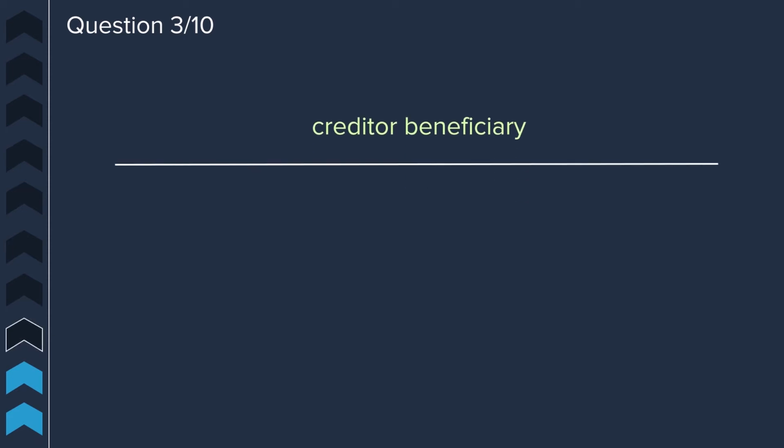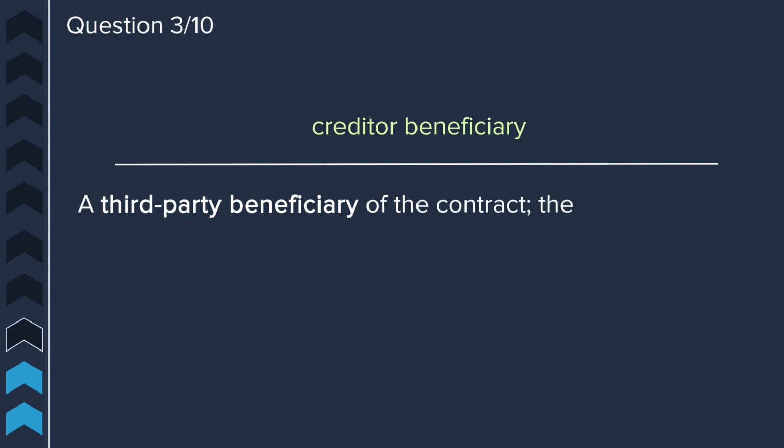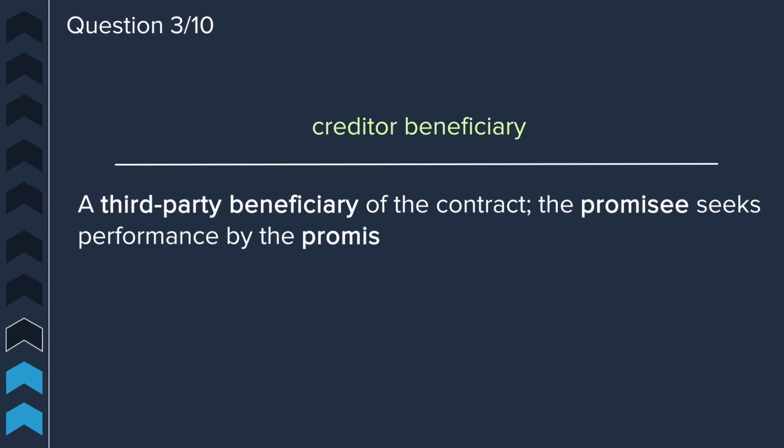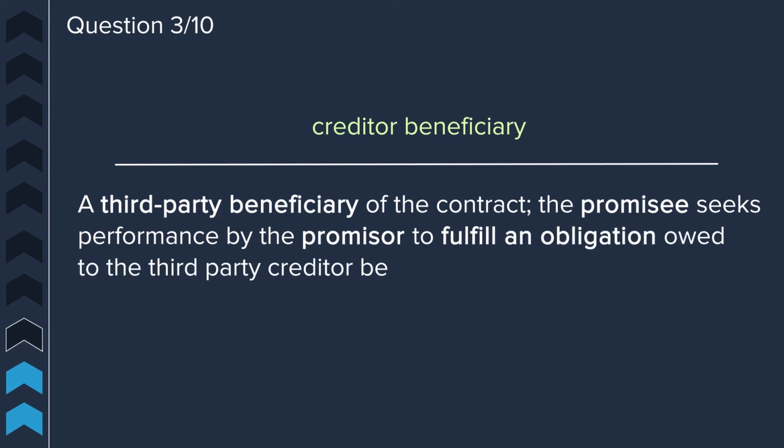Question 3. Define creditor beneficiary. A creditor beneficiary is a third-party beneficiary of the contract. Here, the promisee seeks performance by the promisor to fulfill an obligation owed to the third-party creditor beneficiary.